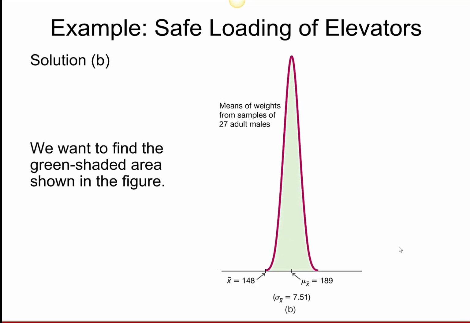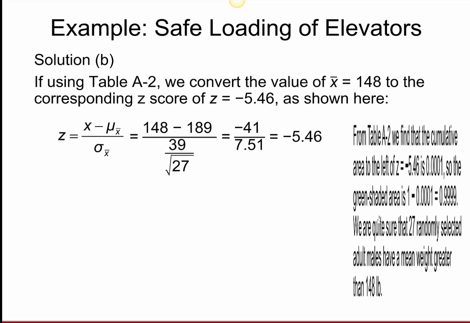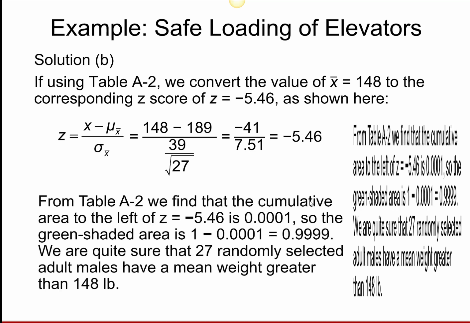And there we go. There's what the distribution looks like now because our standard deviation is much smaller. And now our z-score is negative 5.46. And I'm sorry that this came up a little odd there, but we're going to go ahead and use StatCrunch anyway. So let's go on to the StatCrunch part.